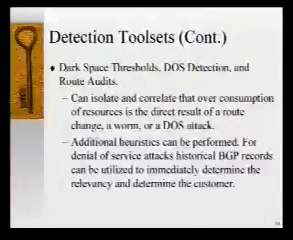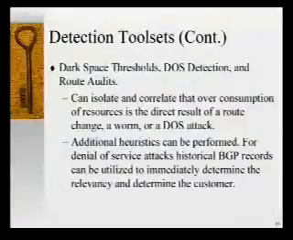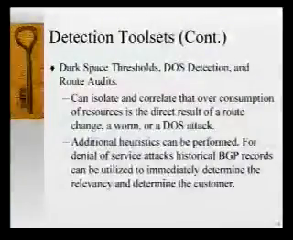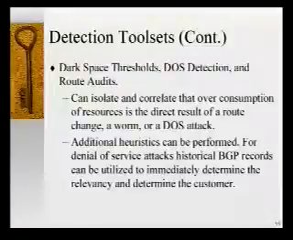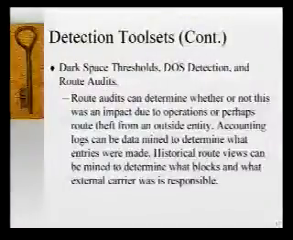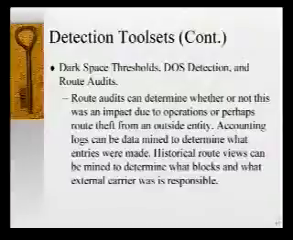So we try to attach to that router. If we can get into the router, then we just do an IP route lookup and see what interface that is routed to. So now we have a customer interface. Now we can generate a ticket automatically, not just on the router and not just on the interface, but we now know what specific customer is getting impacted by this. Dark space threshold, route audits to determine whether or not this was an impact due to operations or perhaps route theft. I think I just kind of went over this stuff. Accounting logs can be data mined to determine what entries were made.